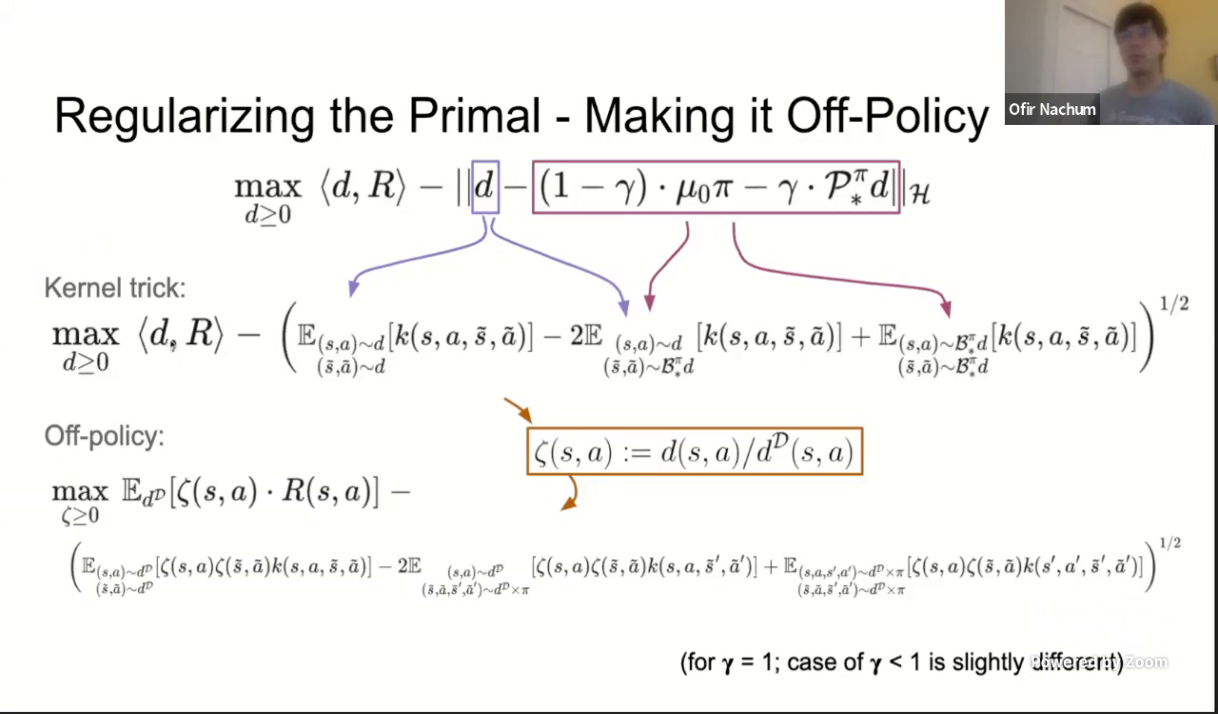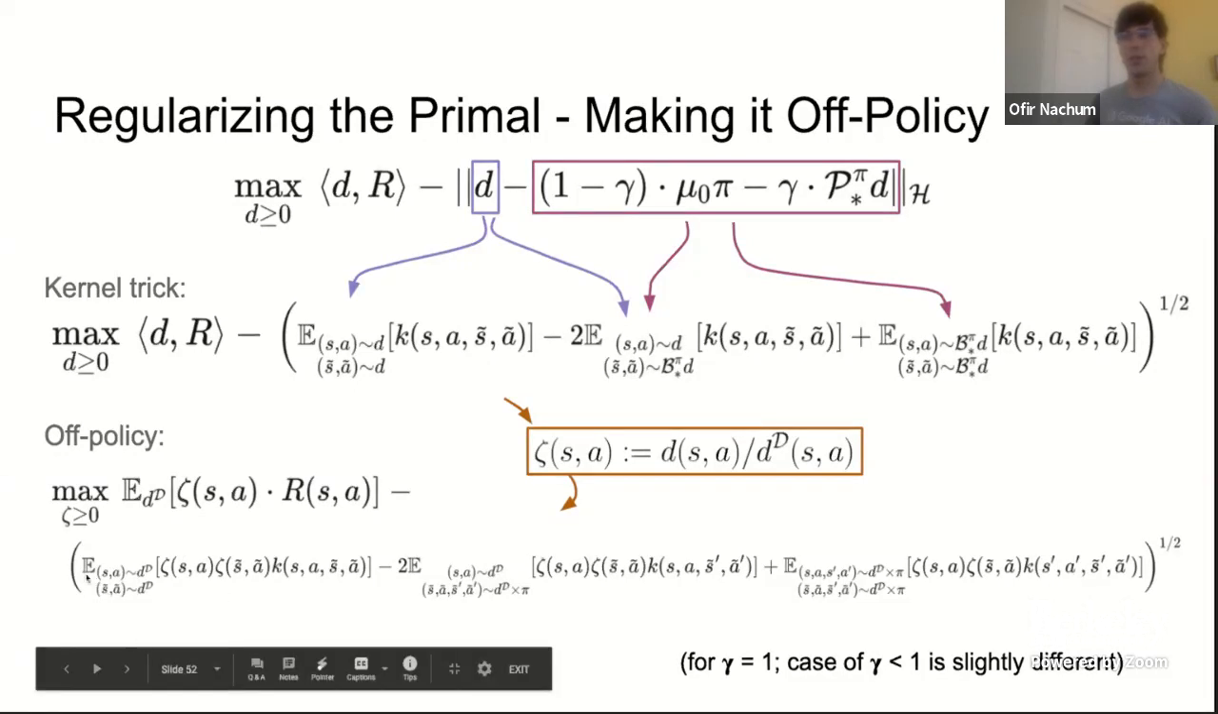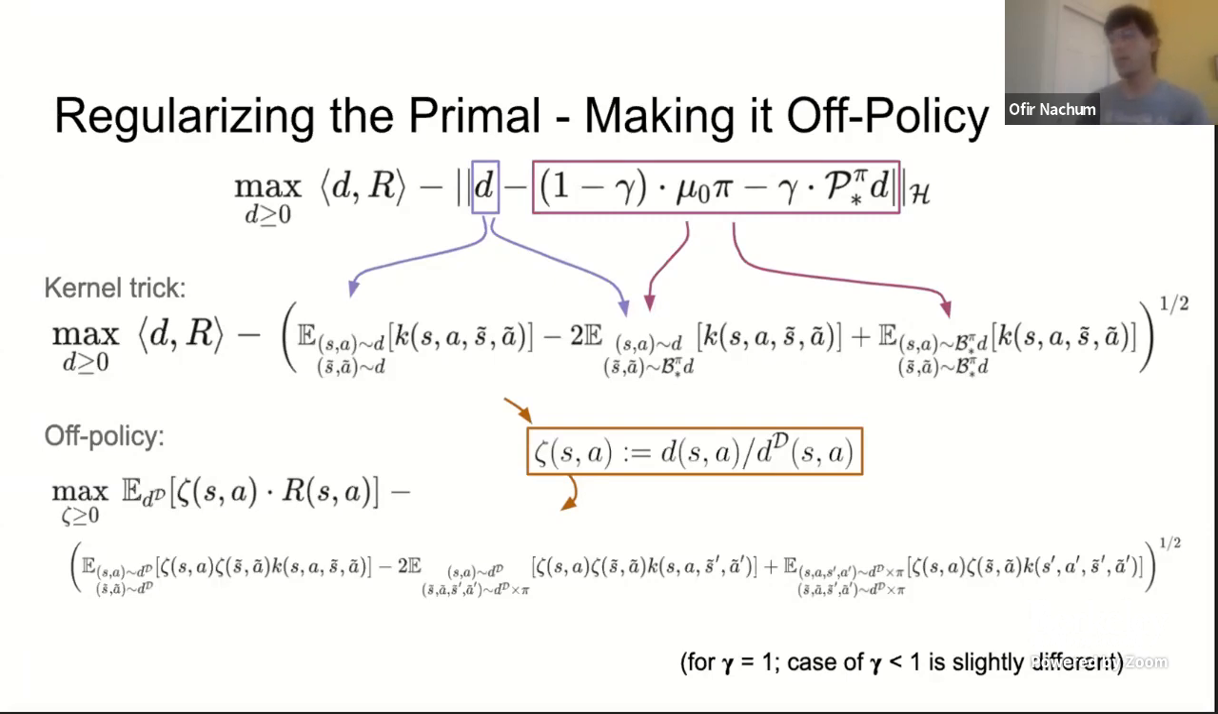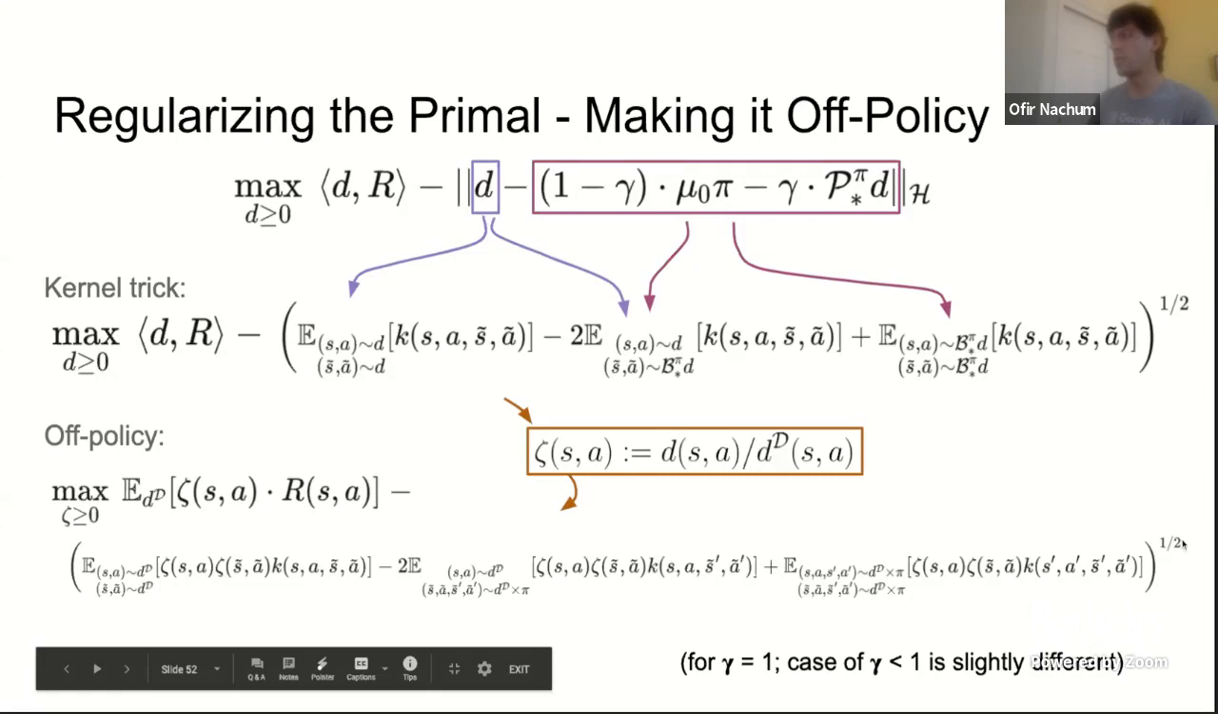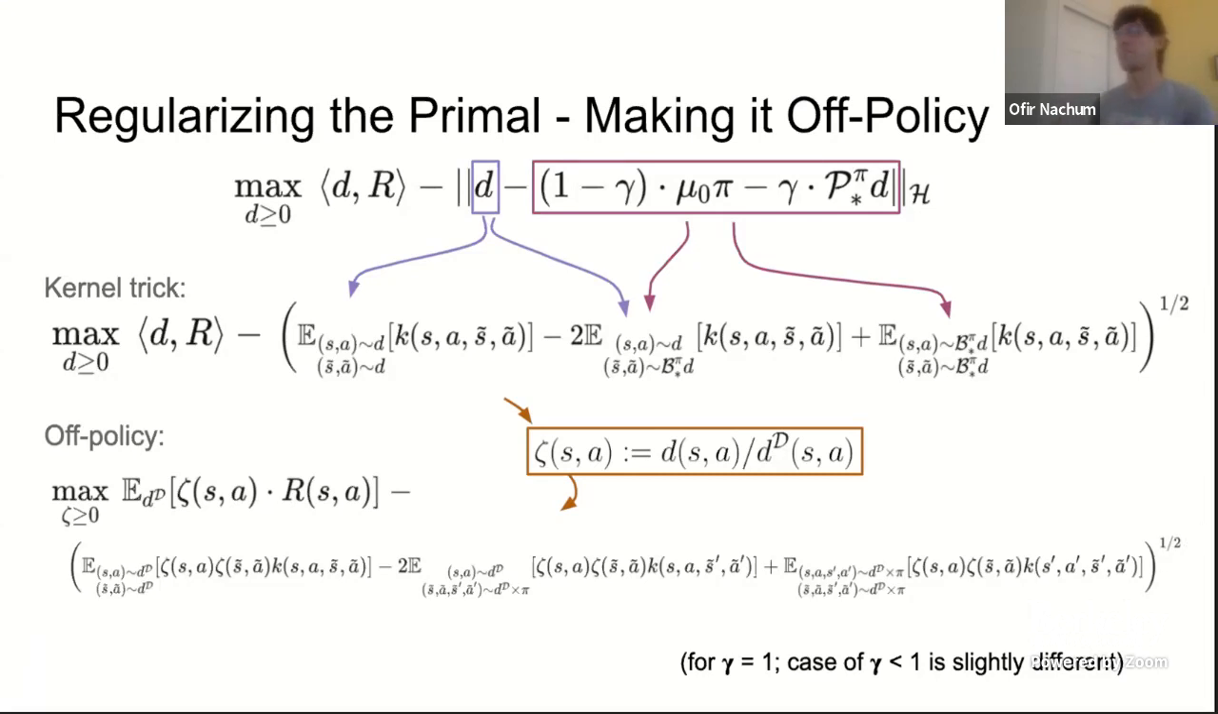So now the D dot R term turns into an off policy expectation of R, but weighted by zeta. And then all these expectations turn into off policy expectations of the kernel, but again, weighted by zeta. And so this ends up being a fairly practical and tractable objective for off policy settings. Although there still is this annoying square root term, but usually you can hand wave that away as well in practice.